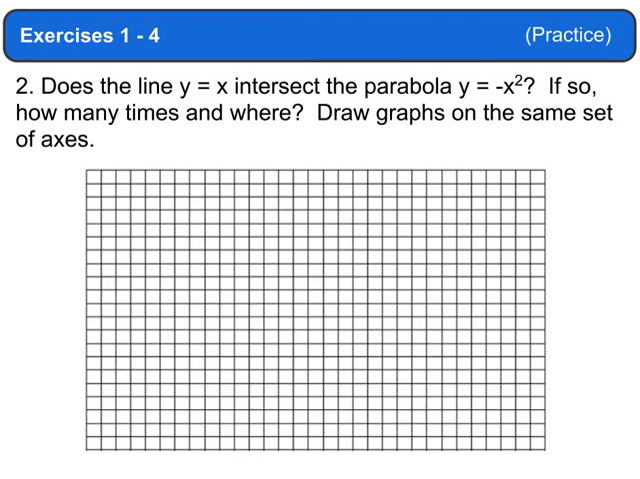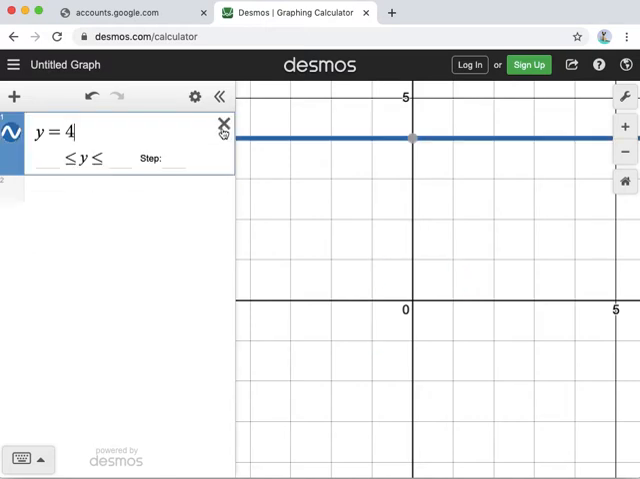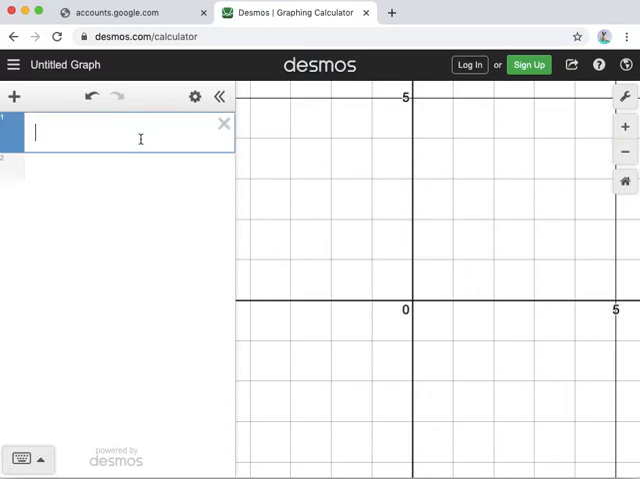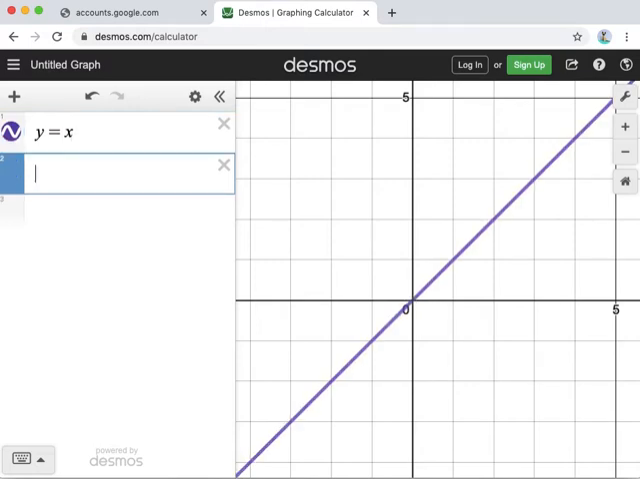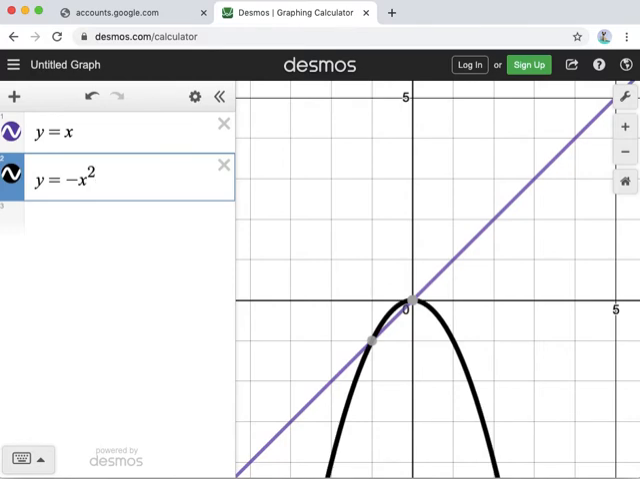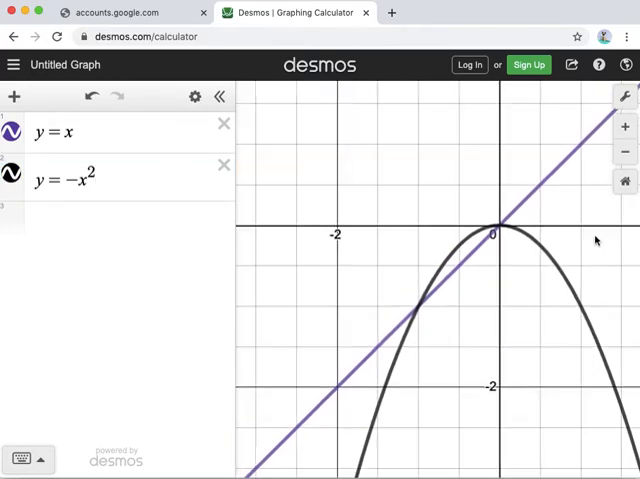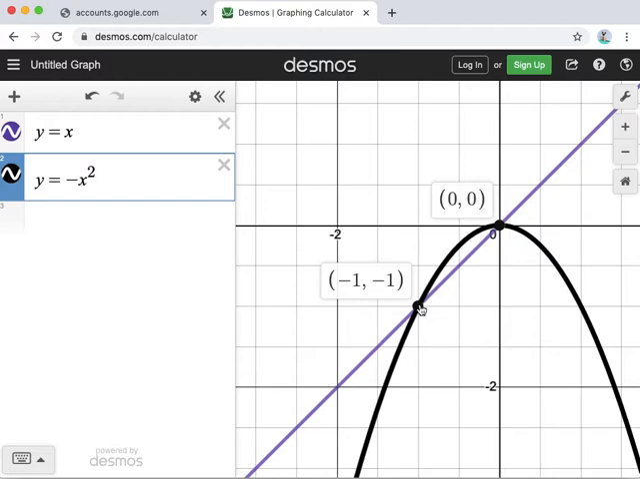Next, in exercise 2, they ask: does the line y equals x intersect with the parabola y equals negative x squared? If so, how many times and where? Draw the graphs on the same axes. Again, we're going to use Desmos to draw a quick picture. There's our line y equals x, and then y equals negative x squared. We can see that these two do intersect. They intersect at 0, 0, and at negative 1, negative 1. So we do have a solution for exercise 2.